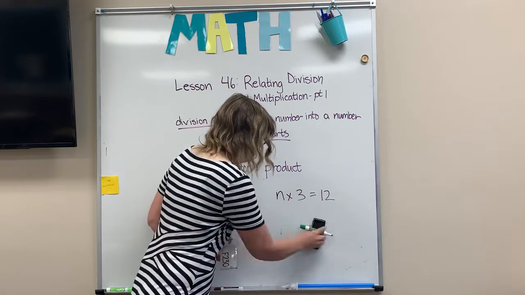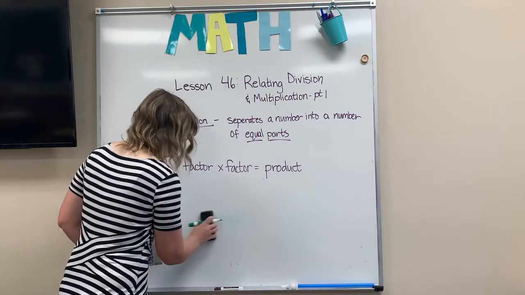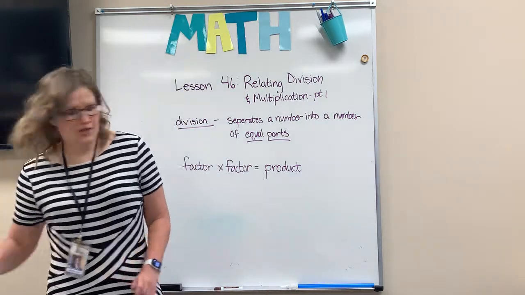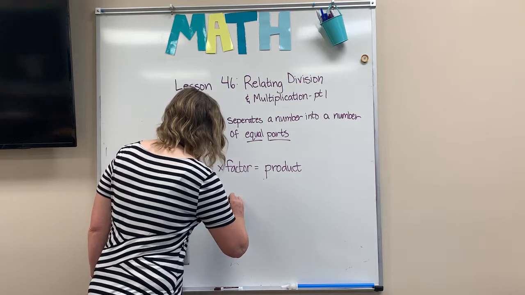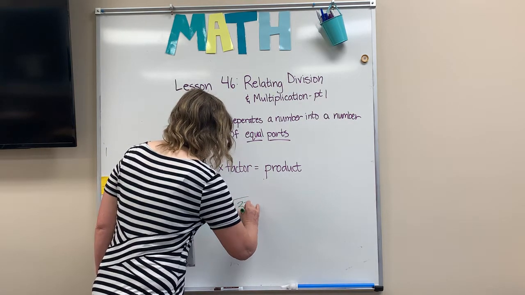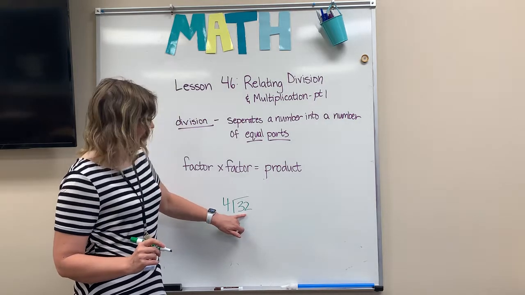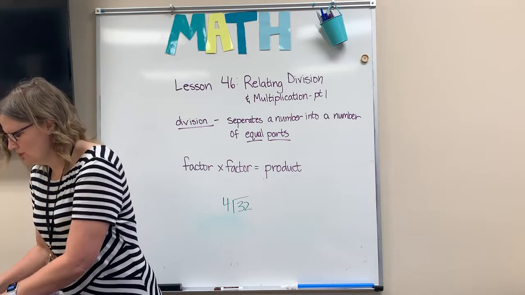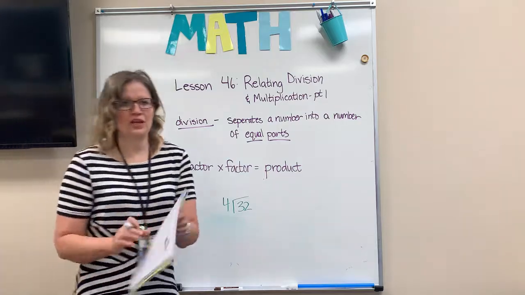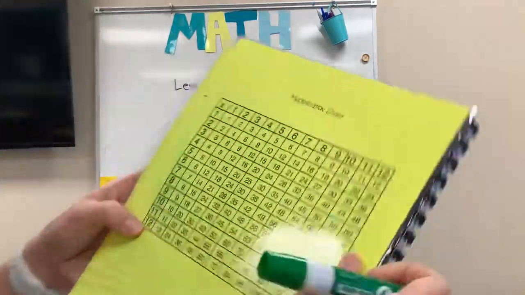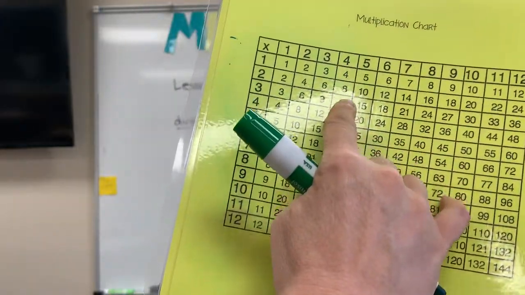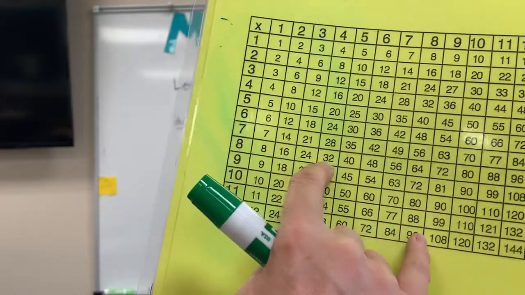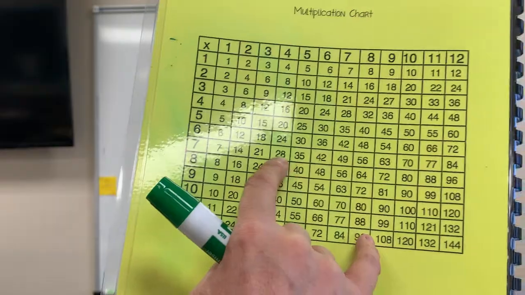One more that I want to show is what's called a division box, and on this they have the example of 4 into 32. What they're asking for is 32 divided into 4 groups. Now, we consult our multiplication chart. We look at our 4s. We go down the row. We know that 8 groups of 4 creates the number 32.